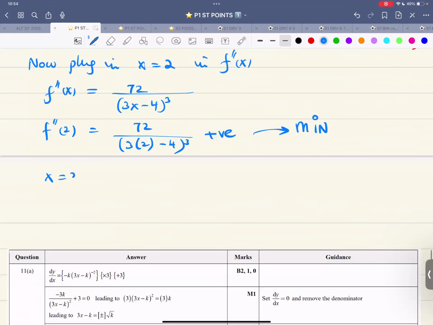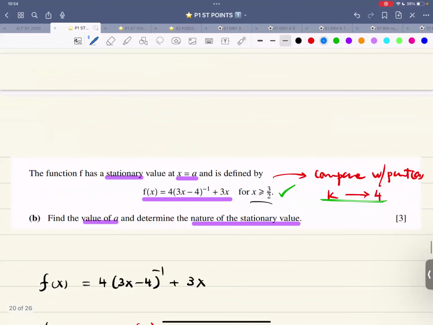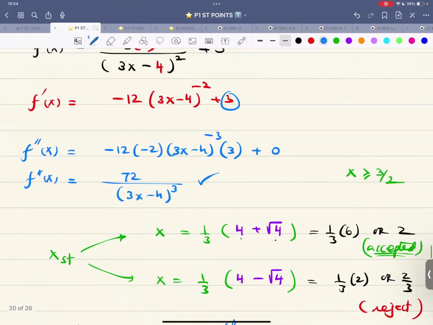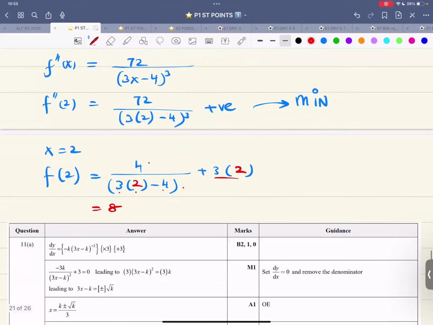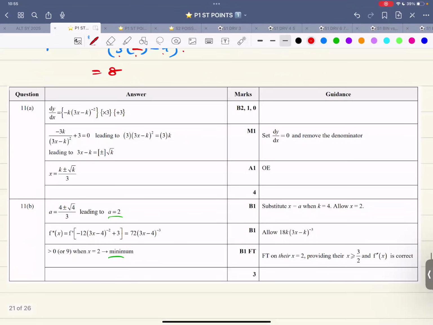And when x is 2, let's evaluate f of 2. What is f of 2? f of x is 4 over (3x minus 4) plus 3x. So let me plug in 2 over here. 3 into 2 is 6. 6 minus 4 is 2. 4 over 2 is 2. 2 plus 6 is 8. f of 2 is 8, if I'm not mistaken.